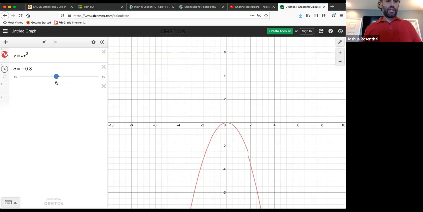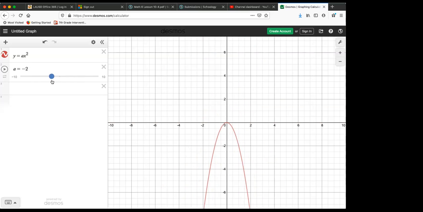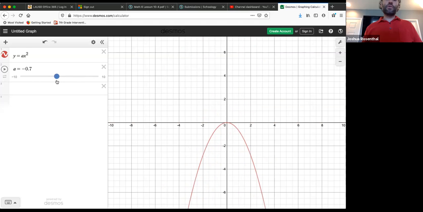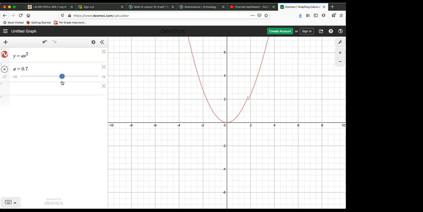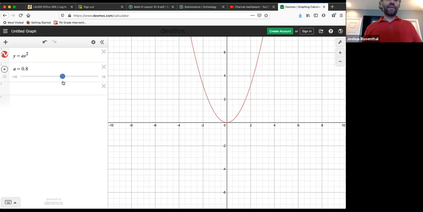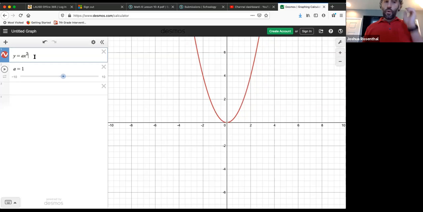Okay, exactly. So here's what we'll do. What's a good default location for a? Just where it doesn't have any effect on it, is 1, right? Make it 1, but we can fix that later. But you know what a does to it now. Okay, let's see what b does to it.